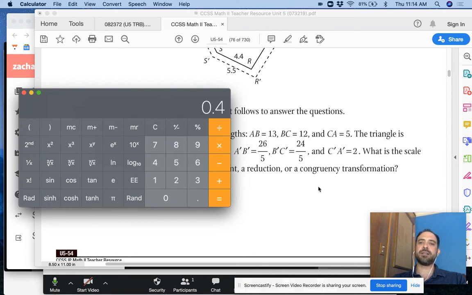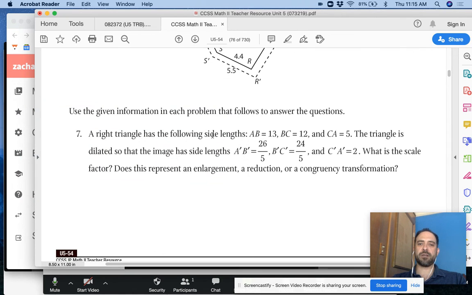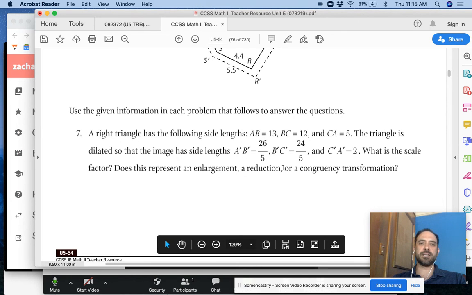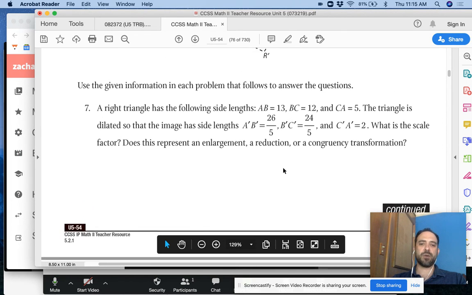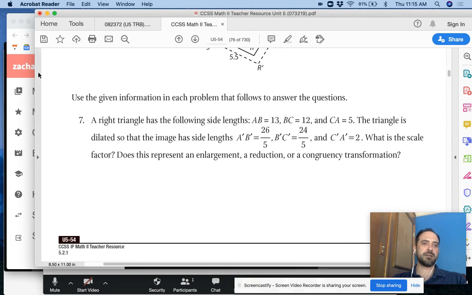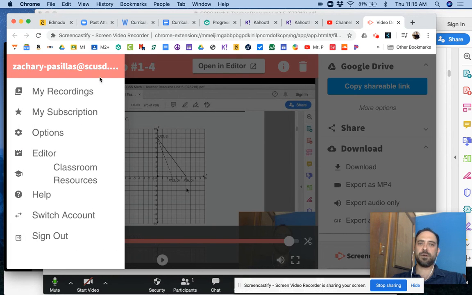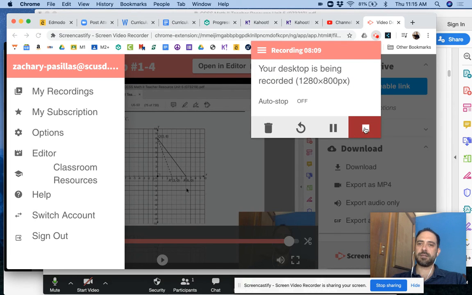It is a reduction because look, it's getting smaller. We can see it's getting smaller by this side alone, okay? So it's a reduction. It is a reduction with a scale factor of 0.4, and it is a dilation because all the sides did change in the same way. All right, I think that's it. So we are going to go ahead and stop this. All right, thanks.